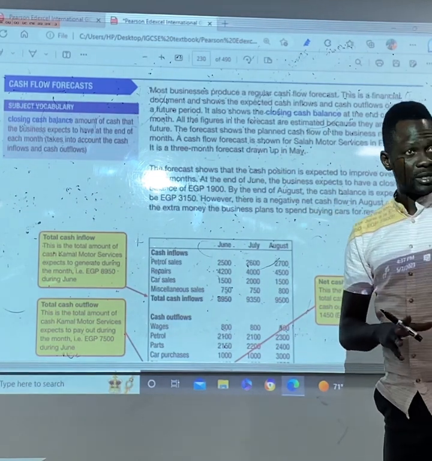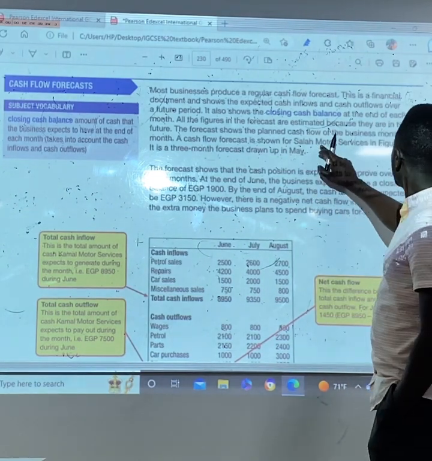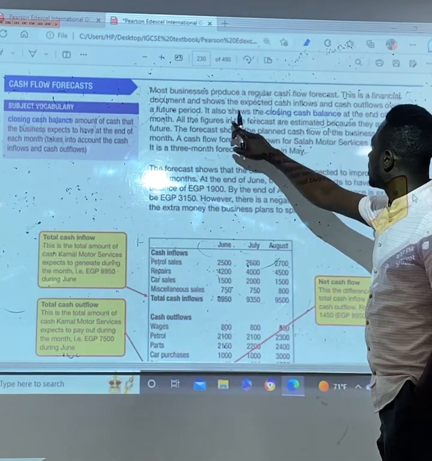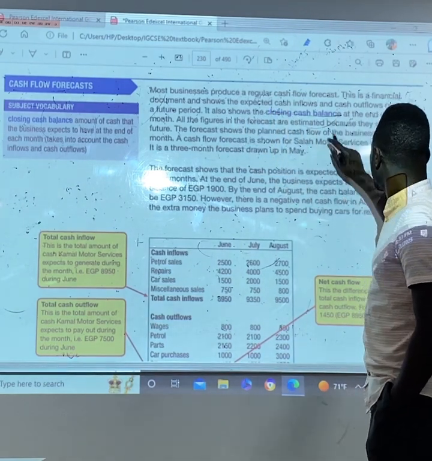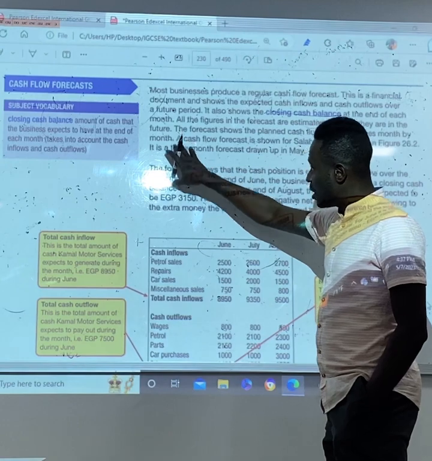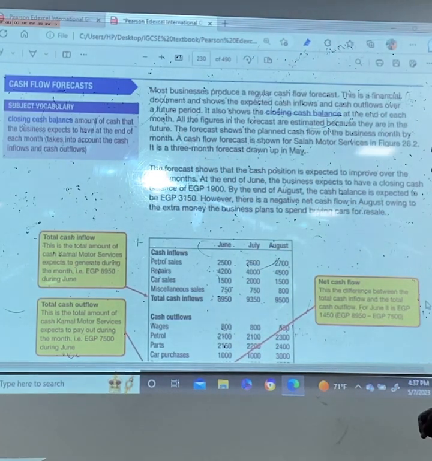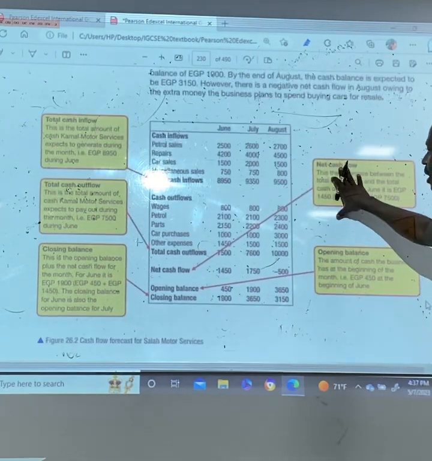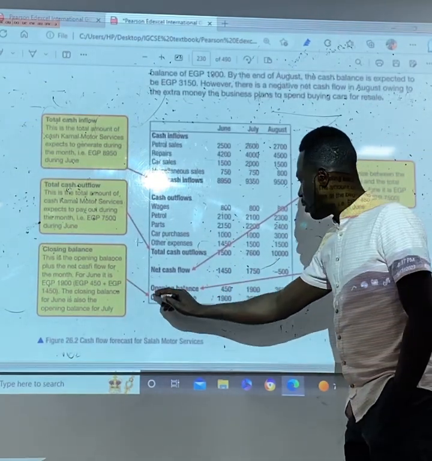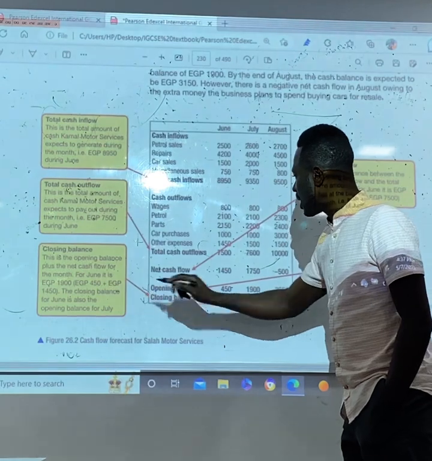Do we get it? Yes. Great. So it also shows the closing cash balance at the end of each month. So how do we get our closing cash balance? Scroll down, please. I'll show you something here. This is our opening balance. This is our closing cash balance.